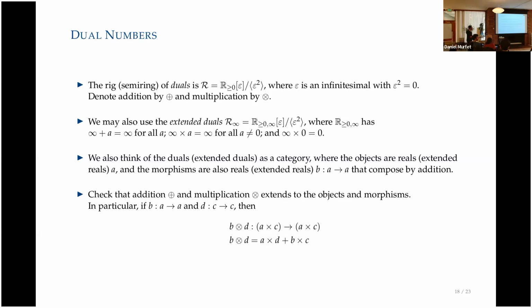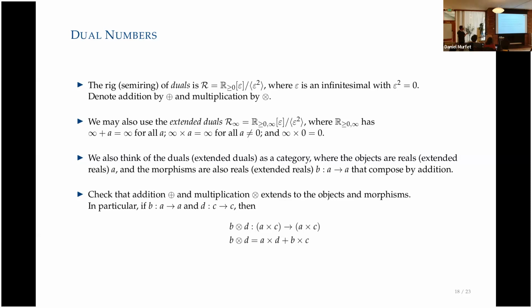Are the extended duals non-associative? Infinity times epsilon times epsilon. That's a good question. I think it should be, but do you just not allow multiplication by epsilon? I need to think about that. Okay, let's come back to it in a while. That's a good point.